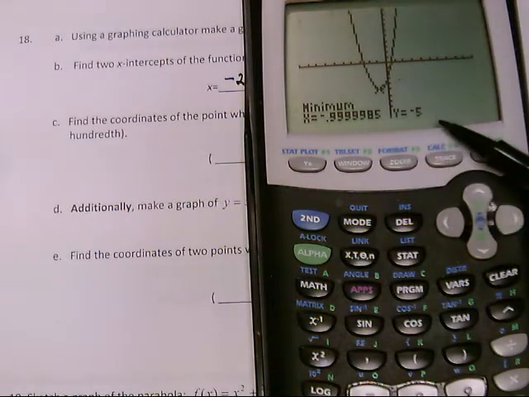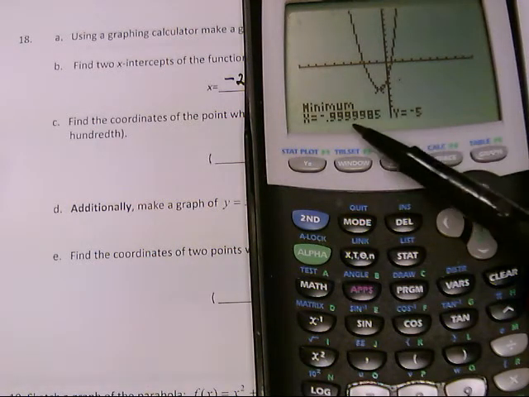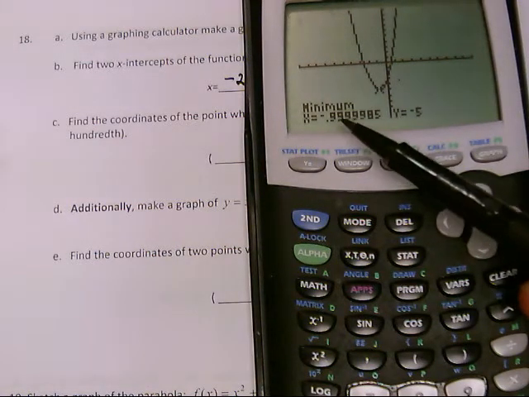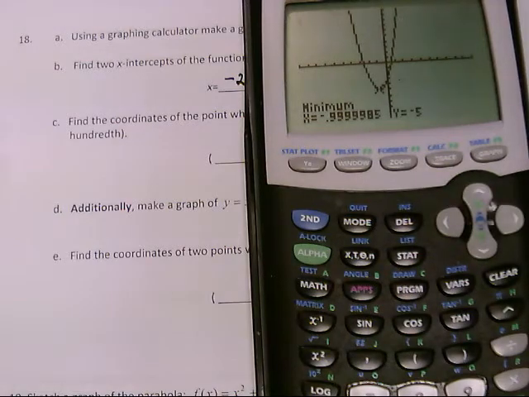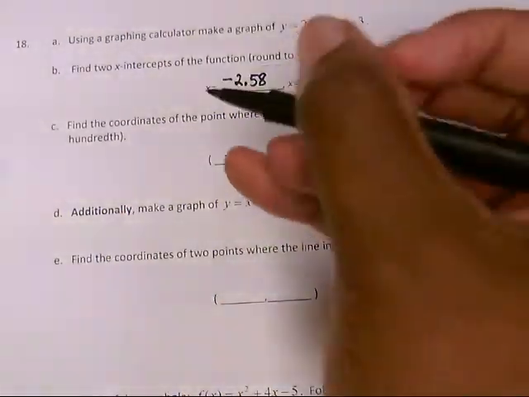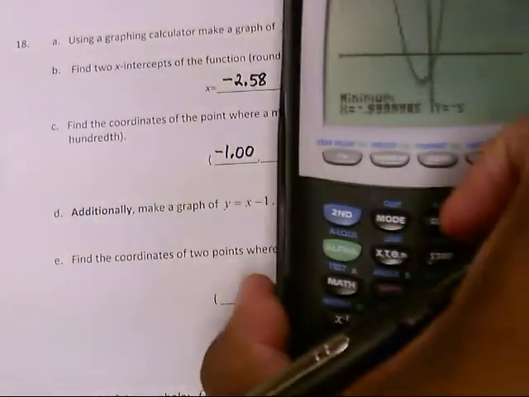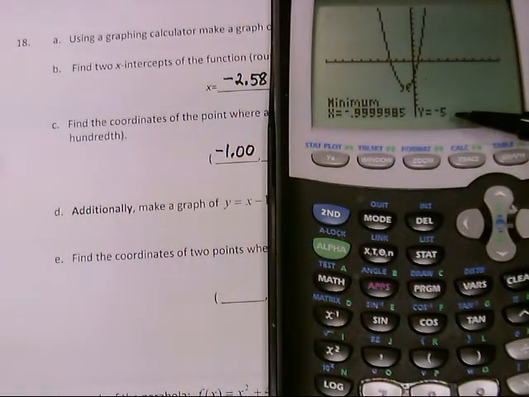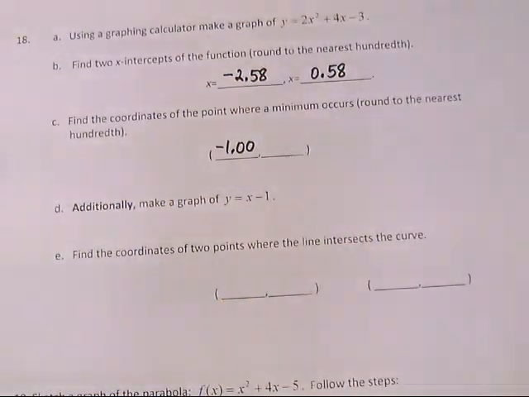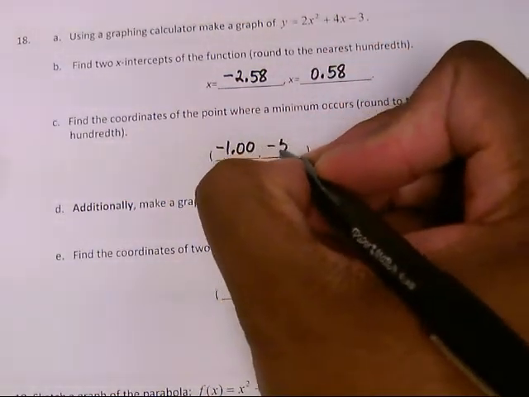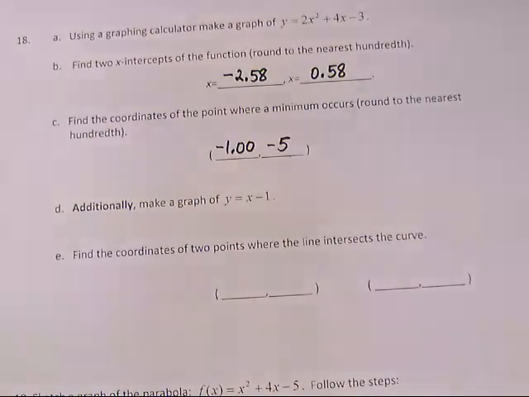Now, they want the ordered pair, both the x and the y, to the nearest hundredth, or to 2 decimal places. This says negative 0.999. Let's say negative 1.0. And the y value, negative 5. Because here they want the ordered pair.